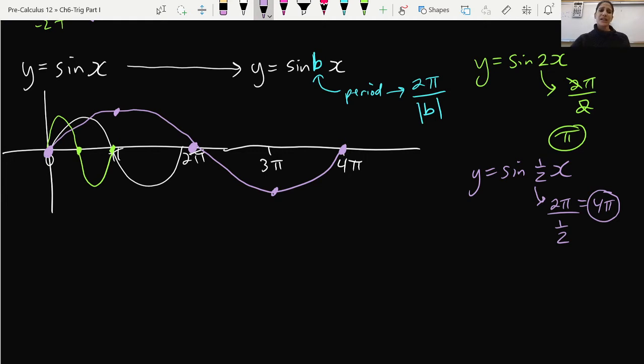I want to make this clear. The cosine graph would be exactly the same thing, except with the cosine graph, which is different than the sine graph, just slightly. You'd still take the same approach. You would still do the same thing.